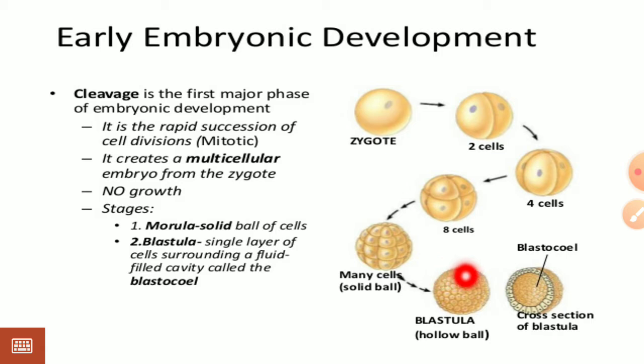In the fifth cleavage, the 16 cell stage divides into the 32 cell stage, and the 32 cell stage is called the blastula. The blastula is a hollow ball containing a single layer of cells, surrounded by a fluid-filled cavity known as the blastocoel. This is the cross section of the blastula. In humans, the cavity of the blastula is the blastocoel.